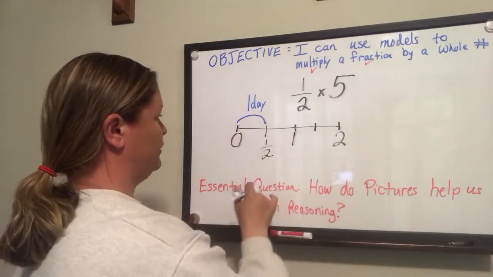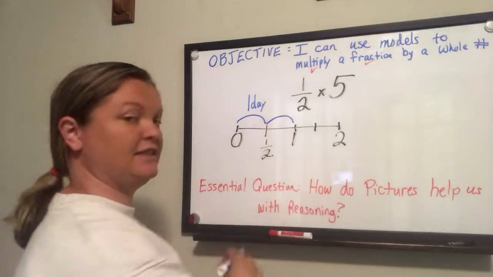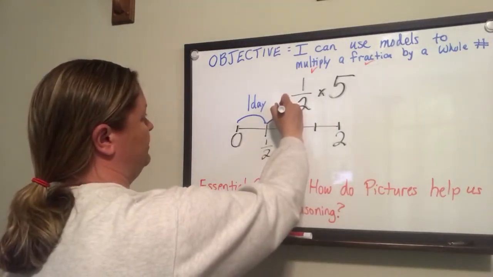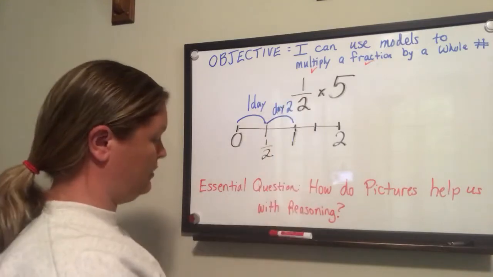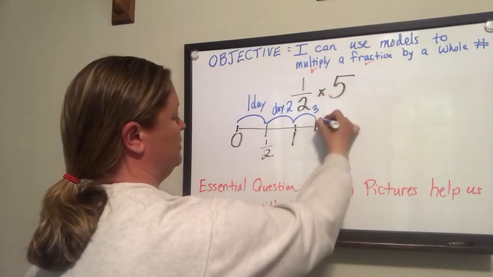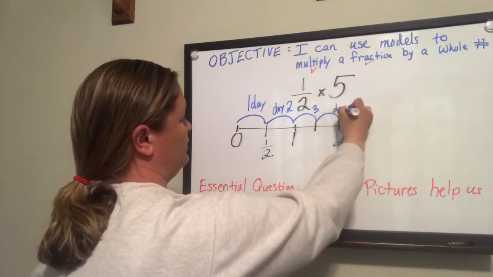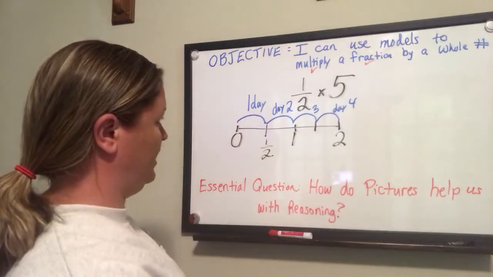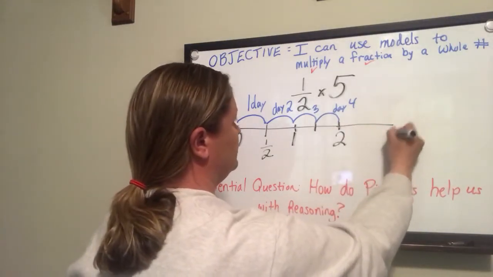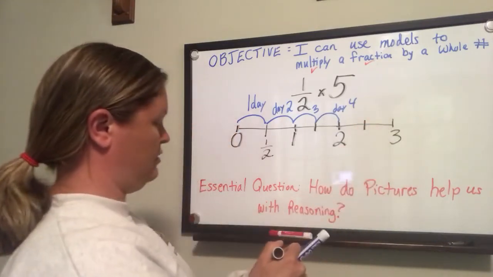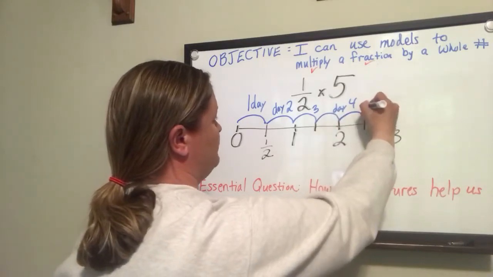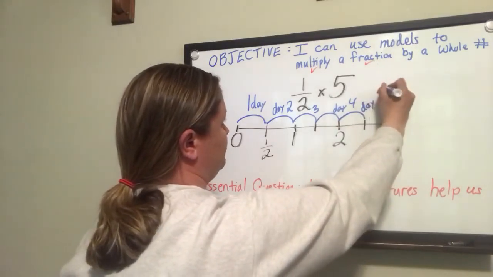0 to 1/2, first day. And then the second day I did the same distance. So another half would be day 2. And I can squeeze in here. This would be day 3. This would be day 4. And I actually need one more line here. I'm going to go 3. But here is all where I will stop, because this would be day 5.